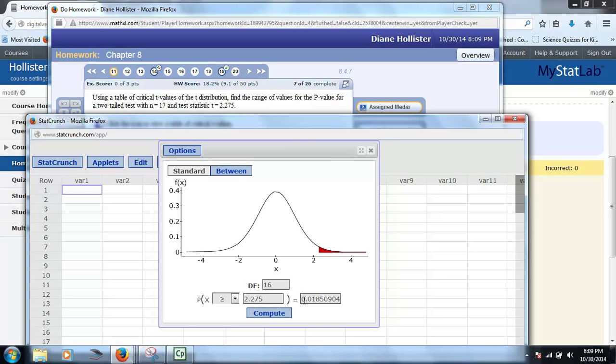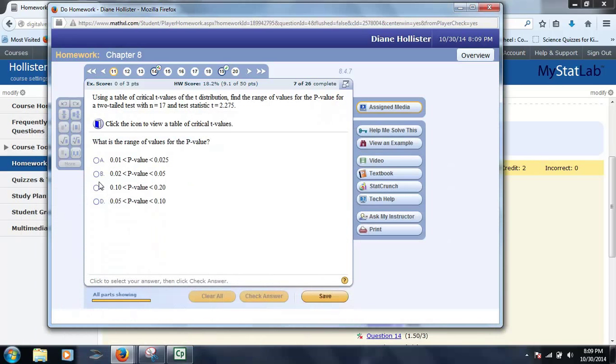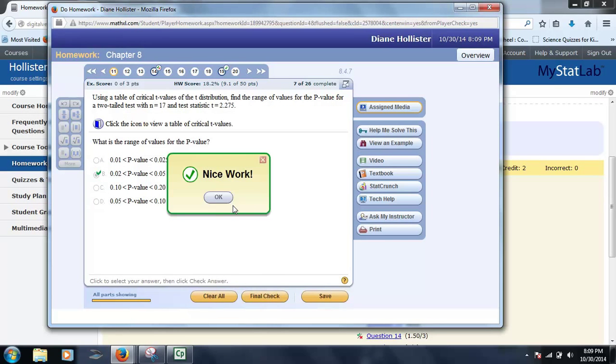Now, we have a p-value given to us here. The chance or the probability of being beyond that point is 0.0185. So, a little bit less than 2%. Now this is a two-tailed test, meaning that that 0.0185, or a little bit less than 2%, will also be at the bottom end. That would mean that the total for the p-value would be a little bit less than 5%, so we can pick the range and check our work.